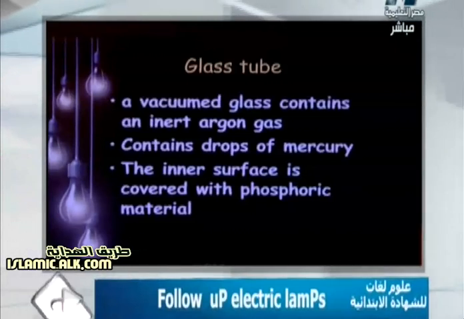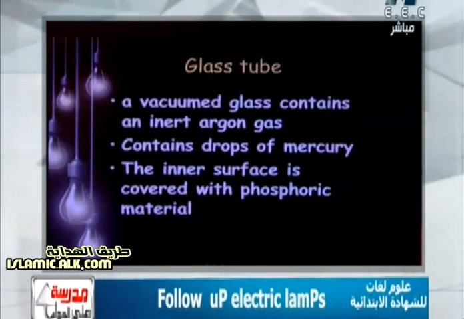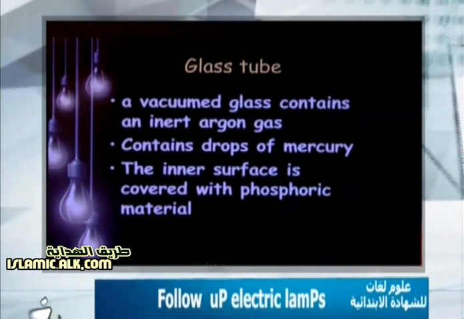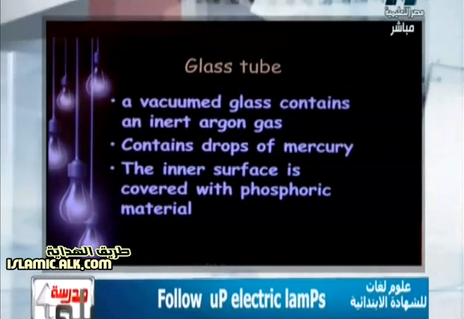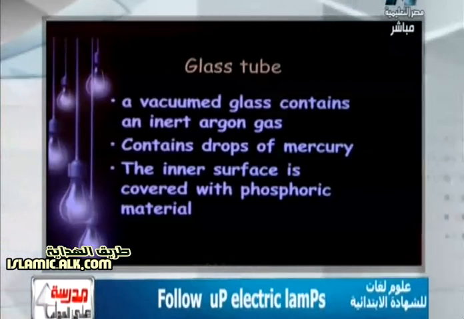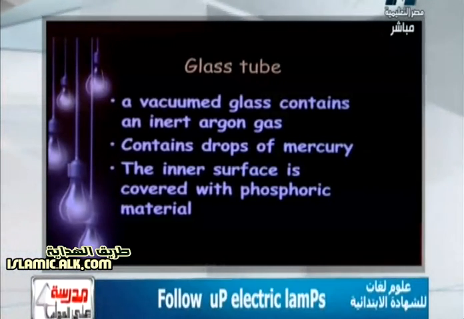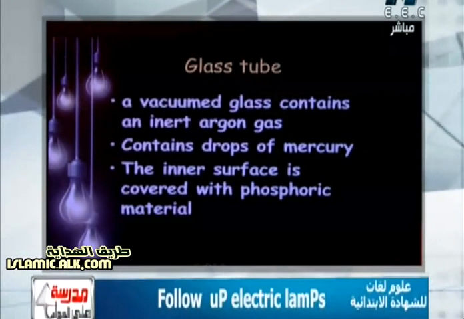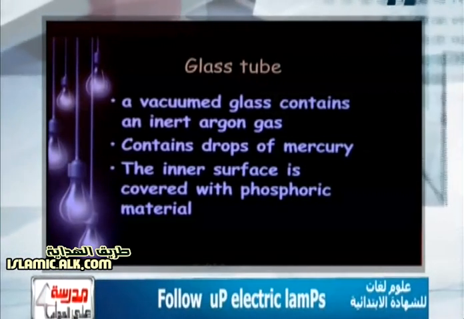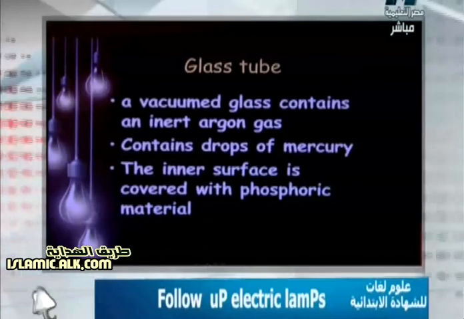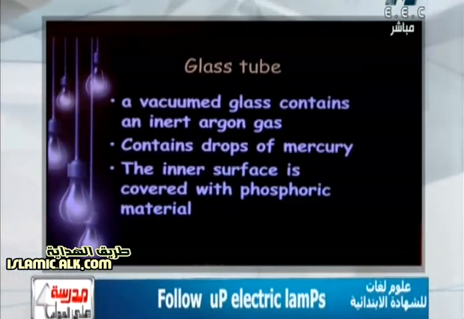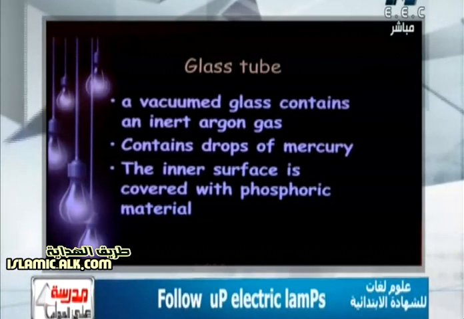The glass tube of the fluorescent lamp contains drops of mercury. Let's think why. We know that mercury is a silvery shiny metal, so it can reflect light and increase the intensity of light. So we solved the problem of how to increase the light intensity by adding drops of mercury.